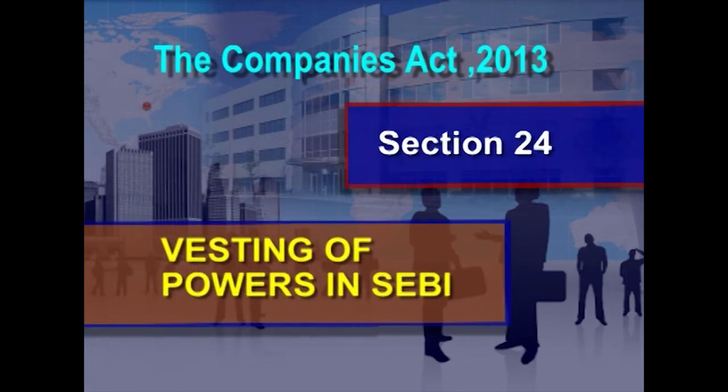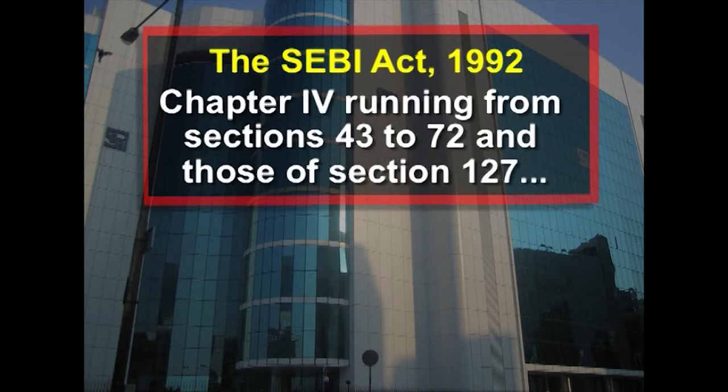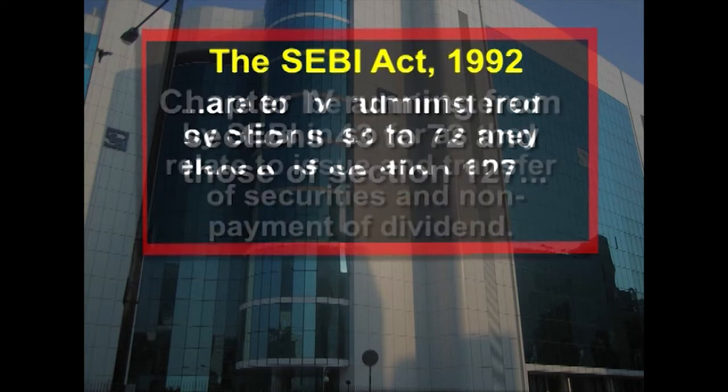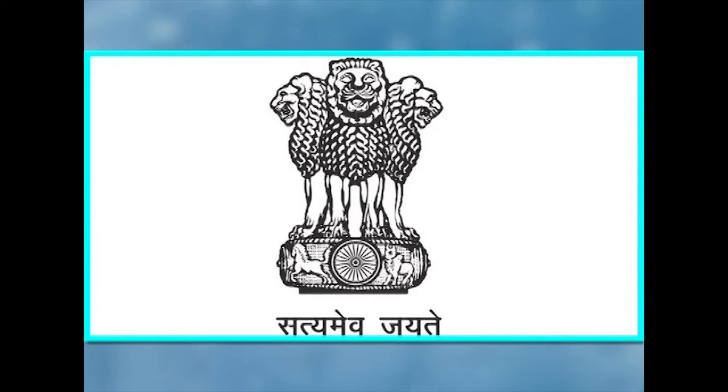Section 24. Vesting of powers in SEBI. The provisions contained in Chapter 3 running from sections 23 to 42, Chapter 4 running from sections 43 to 72, and those of section 127, punishment for failure to distribute dividend, are to be administered by SEBI insofar as they relate to issue and transfer of securities and non-payment of dividend. The rest of the provisions are to be administered by the central government.